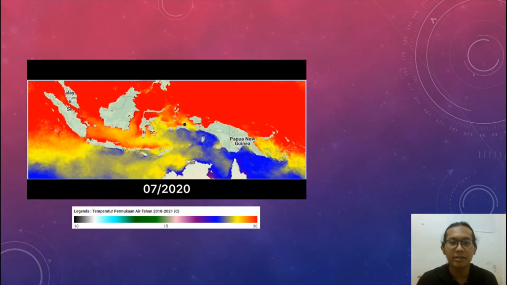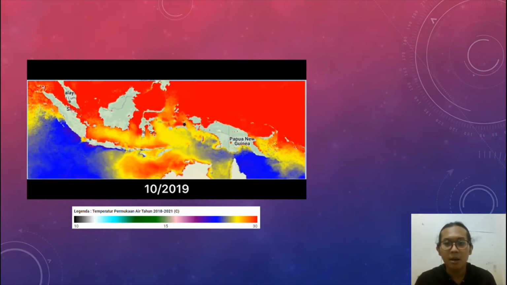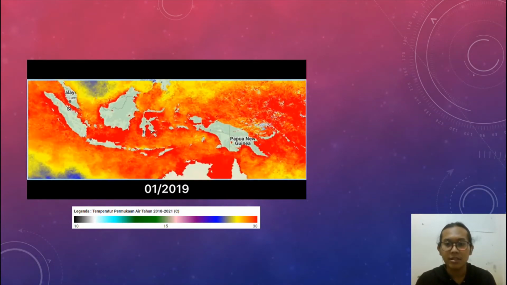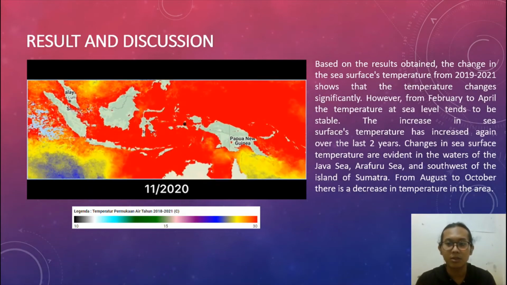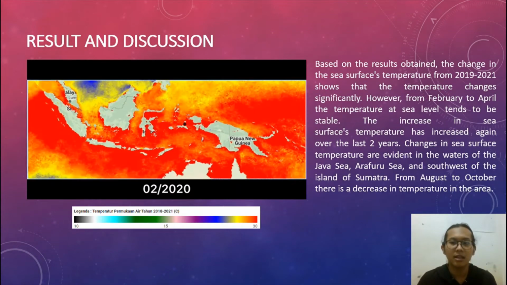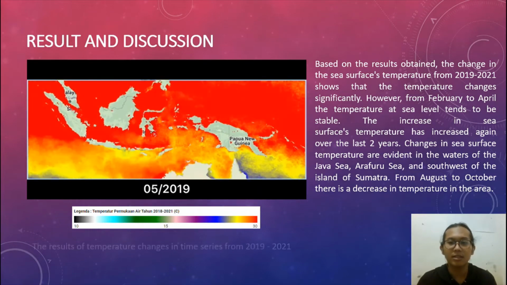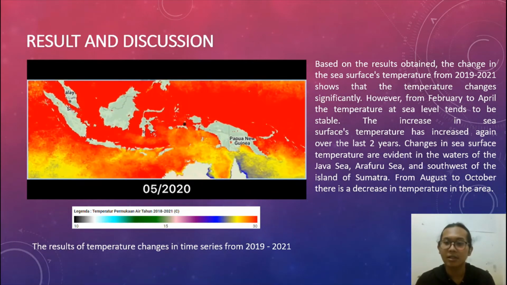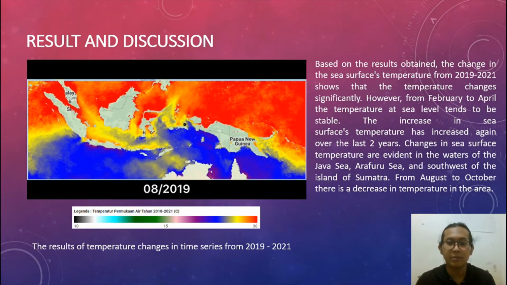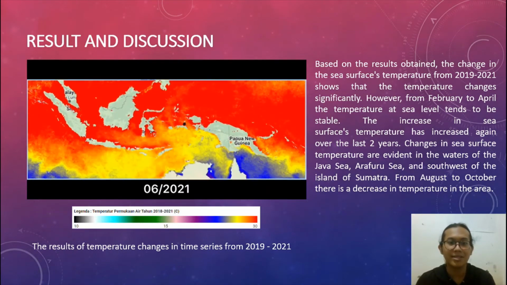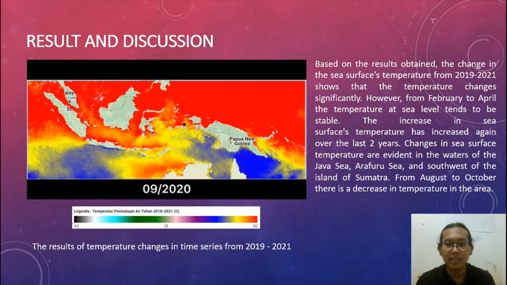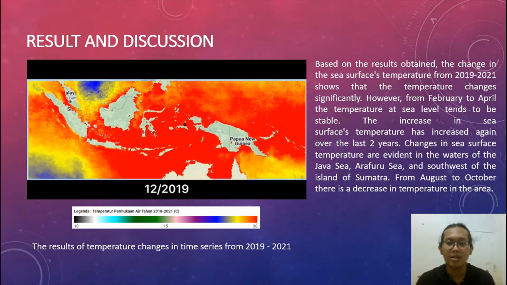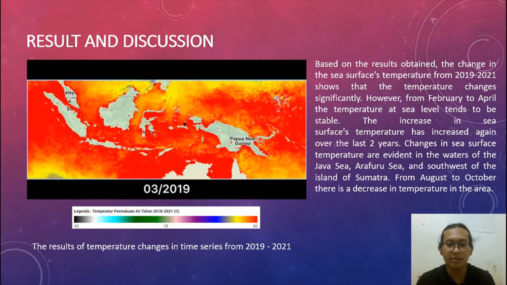Okay, then the result and discussion. Based on the result obtained, the change in the sea surface temperature from 2019 until 2021 shows that the temperature changed significantly. However, from February to April, the temperature at sea level tends to be stable. The sea surface temperature has increased again over the last 2 years.